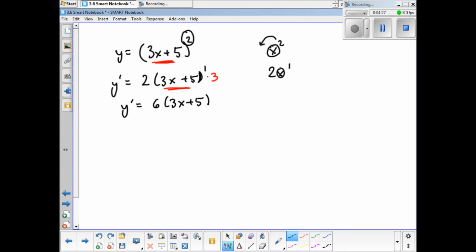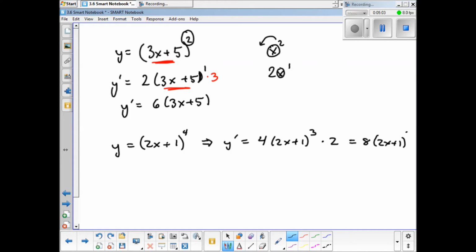Okay, so this really makes you wonder if we can go even further with that. What if we had, let's say, (2x + 1)^4? Okay, so the conjecture is that maybe the derivative is as simple as bringing the 4 down and then having (2x + 1) now to the 3rd power and then multiplying by 2, which is the derivative of the inside. Could the answer really be just 8 times (2x + 1)^3? Well, let's take a look.